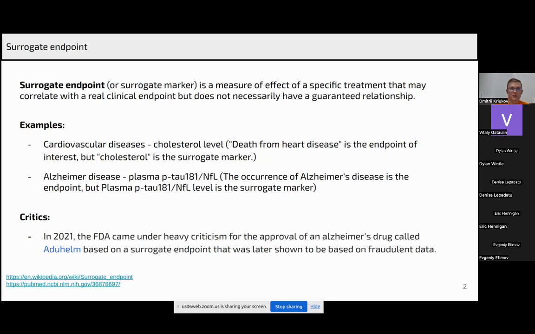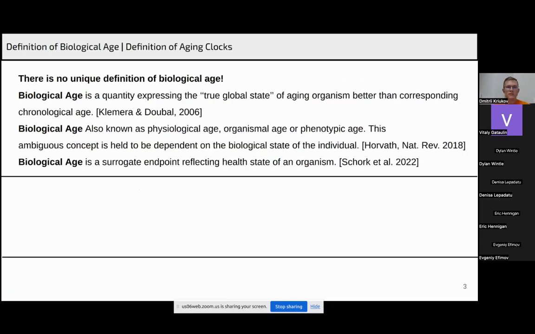Why did I start from the surrogate endpoint? Because we need some definition of biological age. And here's the problem. There is no unique definition of biological age. I proposed 3 definitions here. The first one is maybe the most common and quite old, that biological age is a quantity expressing the true global state or organismal health state during aging process. And it reflects this state better than corresponding chronological age of an organism.